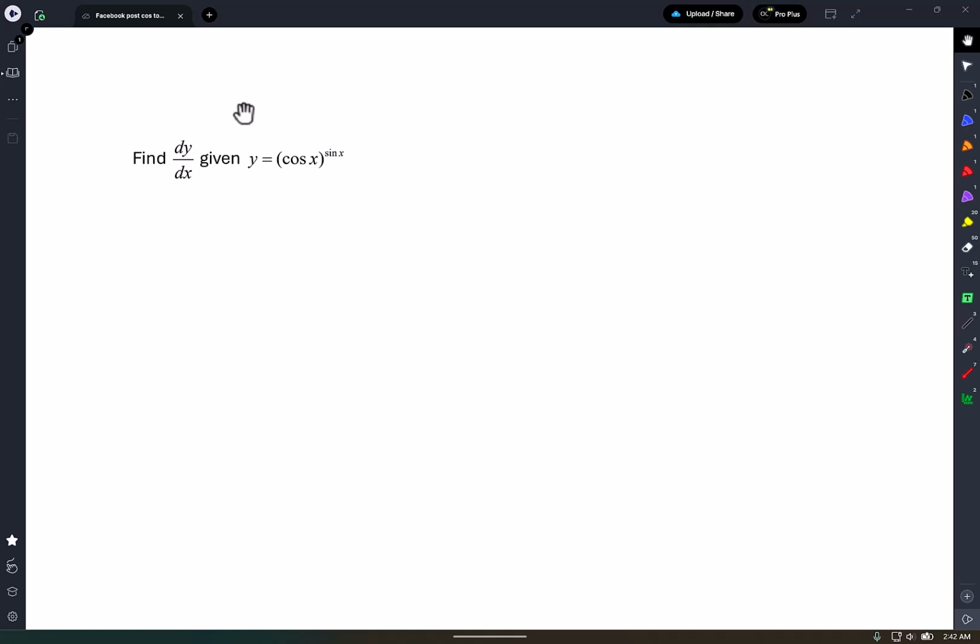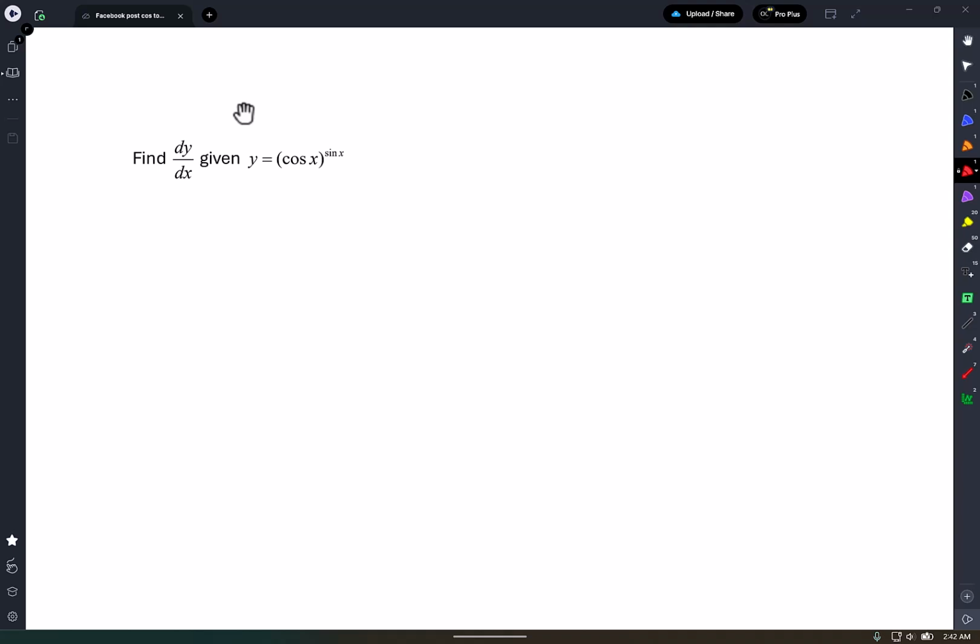Here I am. We're going to do one quick question. We're just going to solve for this one here. It's a little different than most, but it's not too extreme. So they want me to find dy/dx given that y equals cosine x raised to the power sine x. So it's an exponential function, guys. Well, kind of, but it is.